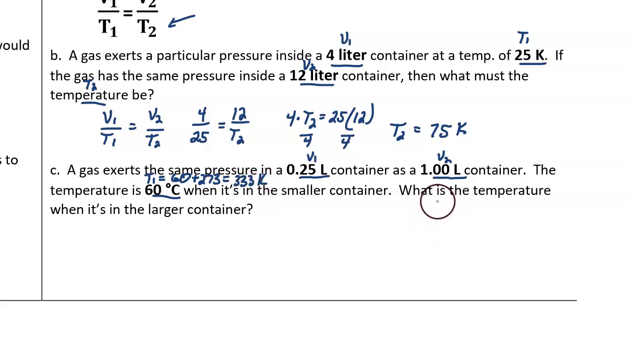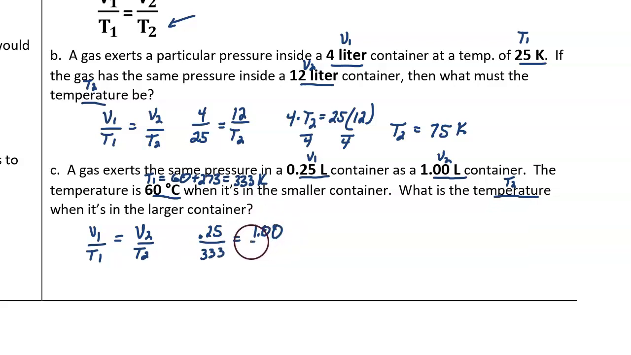Now let's read further. What is the temperature when it's in the larger container? So this temperature is the T2. Now we're ready to choose our formula from our different gas law formulas. This is V1, V2, T1, T2. That's Charles' law. Let's write the formula down, and make the substitutions. V1 is 0.25. T1 is 333 Kelvin. V2 is 1.00. And T2 is our unknown variable.